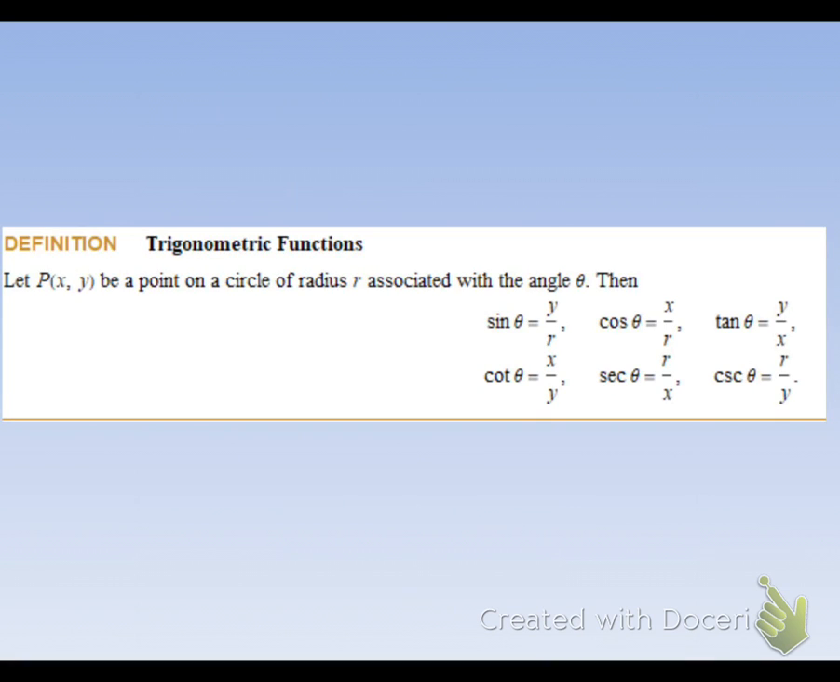Here's the slide that probably should come first. I made a note to change that for next year. So let P be the point (x, y) on the circle with radius r associated with the angle theta. Then we see that sine of theta is y over r, where r again is that hypotenuse. And then we have cosine of theta, x over r, tangent y over x, cotangent x over y, secant r over x, and then cosecant r over y.